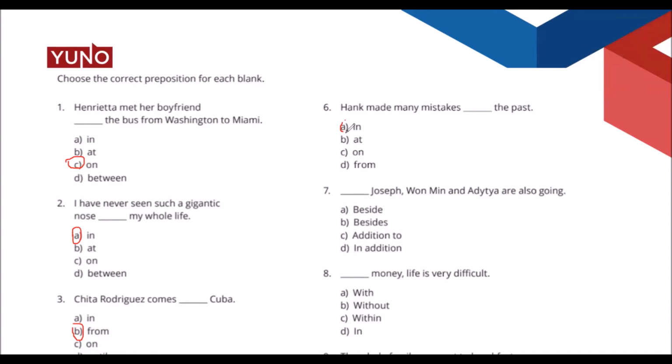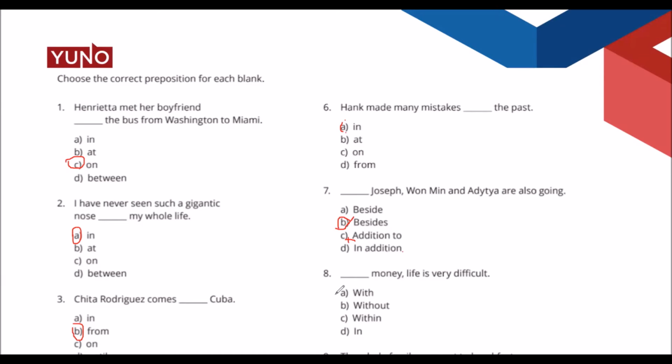In addition to Joseph, Mina and Aditya are also going. No. Can someone correct this? We don't say in addition to here. Besides, maybe. Parth? Yes, ma'am. So besides. You understand the difference between beside and besides? Beside means next to, besides means other than. So besides is the answer.